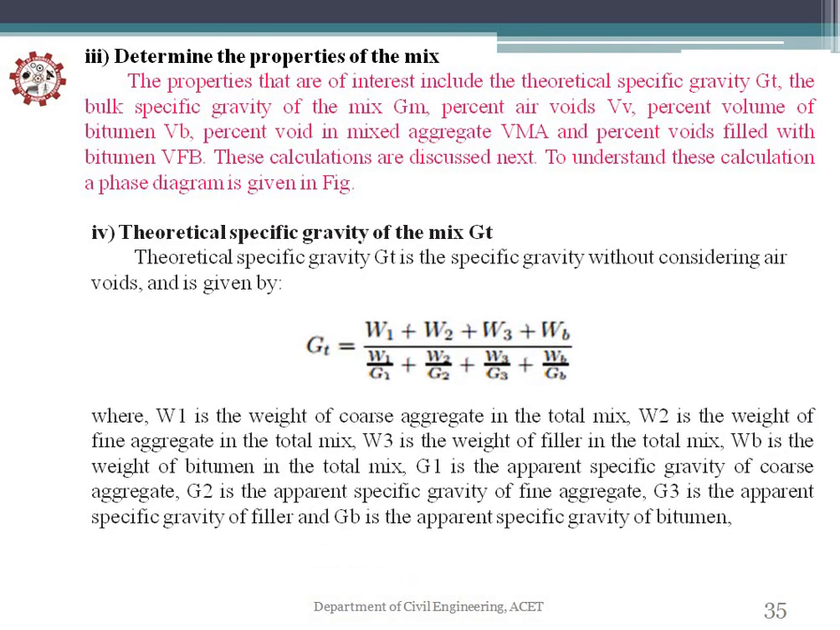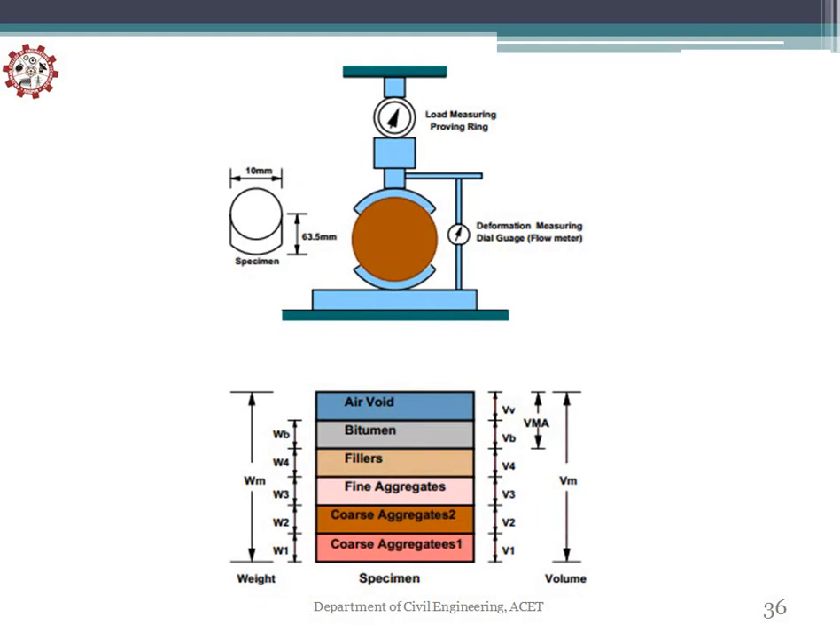By this formula, W1, W2, W3 etc. up to Wb are given here, and G1, G2 up to Gb are given respectively. Those are known as the apparent specific gravities, including that of bitumen. So this is the setup. The specimen with respect to dial gauge is attached. This is the specimen's dimension. The loading proving ring is attached.